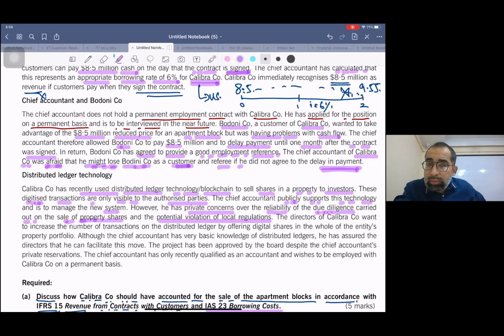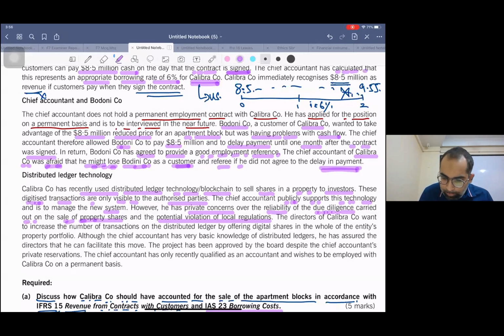And plus, he has also indicated a potential violation of local regulations, that through this blockchain system there will be some violation of local regulation. So now just think, that means he's not satisfied and he's doing this for others. So that's unethical according to the ACCA code of ethics. If you have doubts related to certain things, you should not refer that thing to others as well.